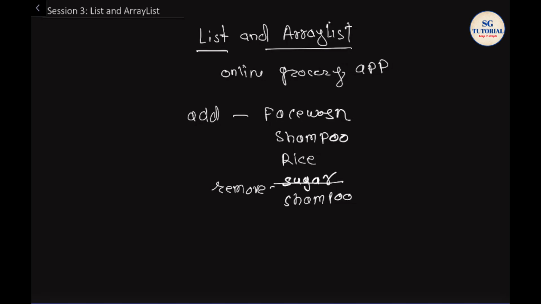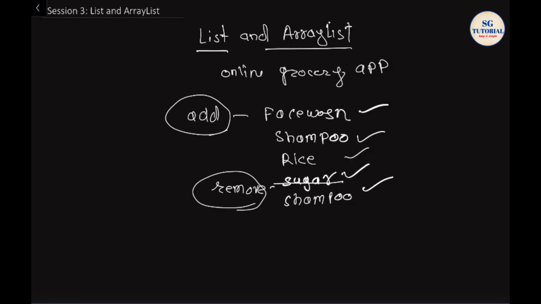Now, if you observe this list carefully, the items are maintained in a specific order. That means items are added in a specific order. As well as you can easily add new items, you can easily remove items, and most importantly, duplicate items are allowed because shampoo can appear more than once, right?